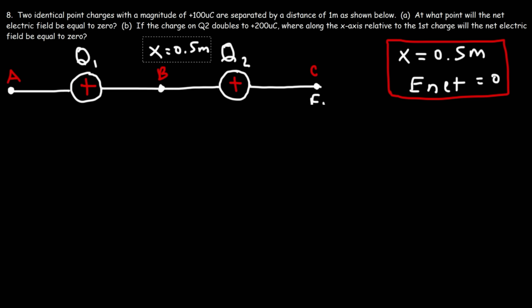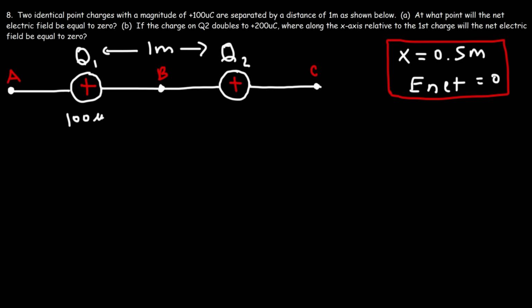If the charge on Q2 doubles to 200 microcoulombs, where along the x-axis relative to the first charge will the net electric field be equal to 0? And the distance between these two is still the same. Do you think the net electric field will be equal to 0 between Q1 and B, or between B and Q2?